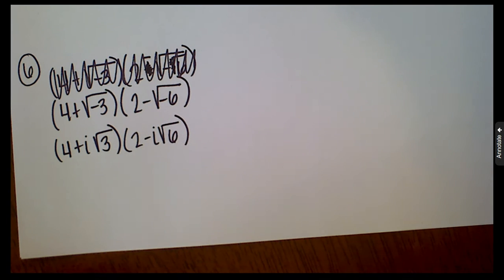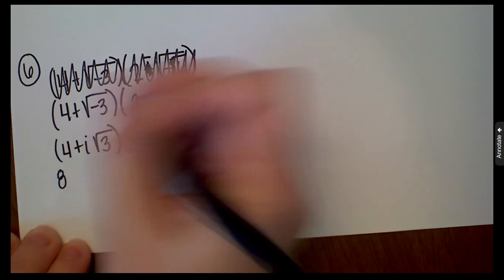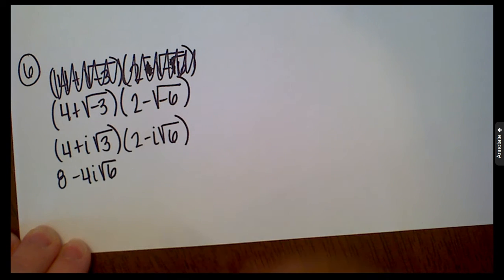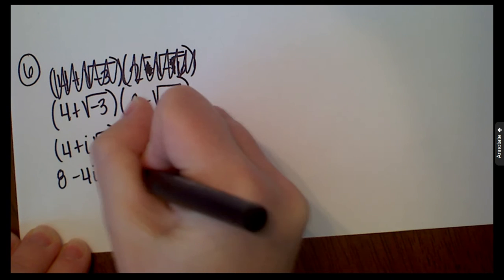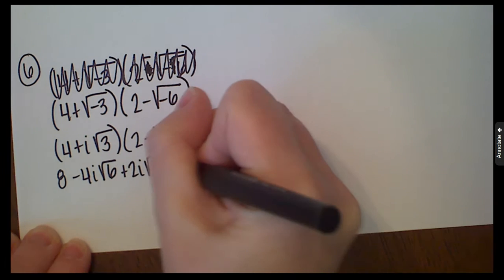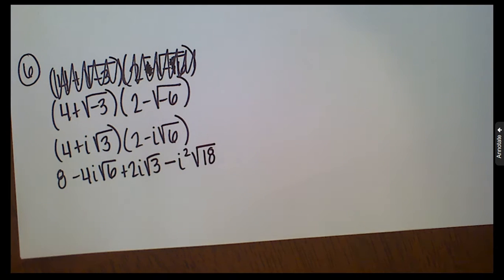Now you can distribute. The distributing is review for us. We would get 8, and then minus 4i root 6. And as we distribute here, that would be plus 2i root 3. And then last but not least, we would have minus i squared root 18. All right, we got some stuff going on here.